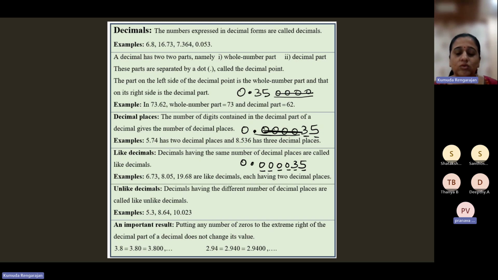To find or to count the number of decimal places, we see only the decimal part, not the whole number part. To find the number of decimal places, we count the number of digits in the decimal part, not in the whole number part.